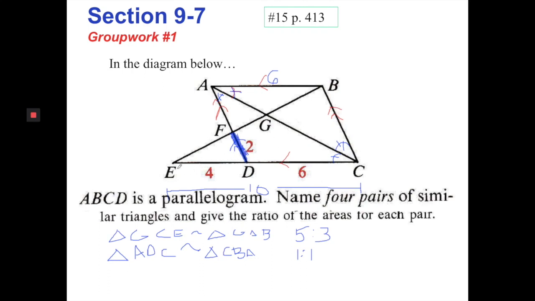So here, ED to this 10 here, this ED is 4/10 of the side length of ECB. So let's write it down first. We have triangle ECB. We'll do the big one. Triangle ECB is similar to triangle EDF. And this would be in a 10:4 ratio. So that would be a 5:2 ratio.